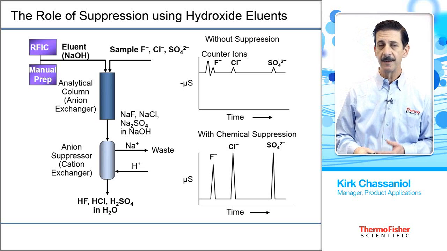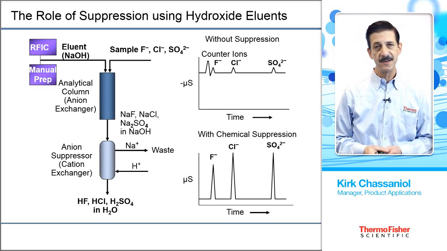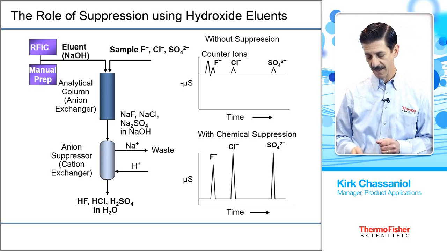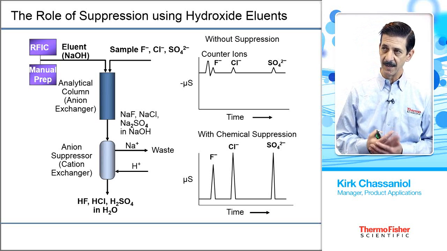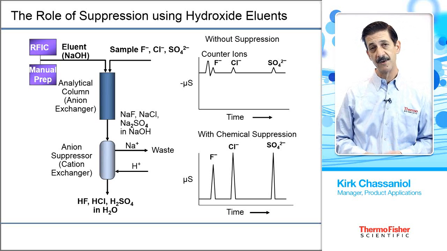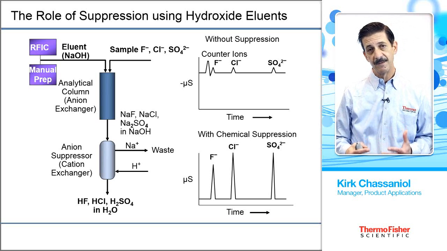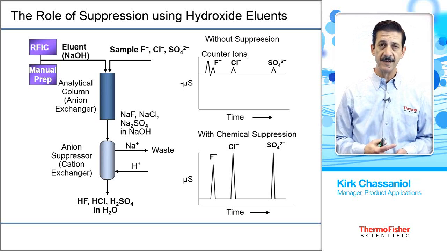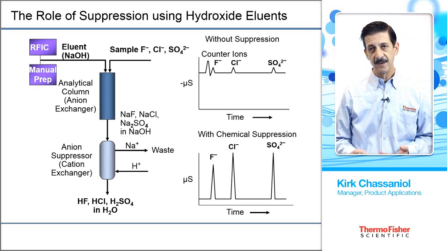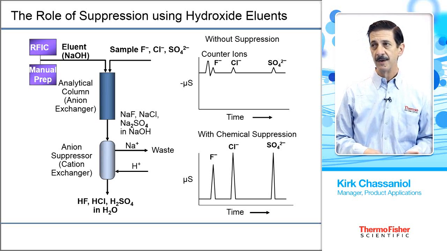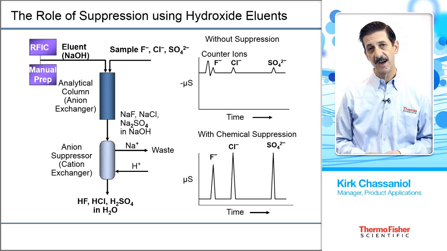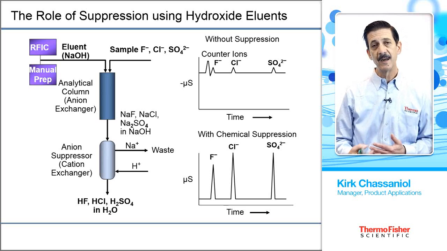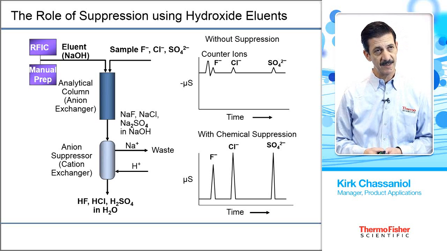So a suppressor used in ion chromatography is essentially a cation exchange device. So in this diagram, I'm using an eluent consisting of sodium hydroxide. Sodium hydroxide is very conductive on its own. I separate my fluoride, chloride, and sulfate. As we enter the suppressor, the cation exchange, the sodium is exchanged for hydronium. So my highly conductive sodium hydroxide eluent all of a sudden becomes water through the suppression process.